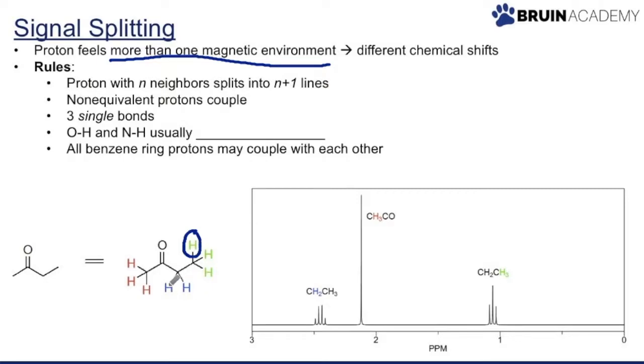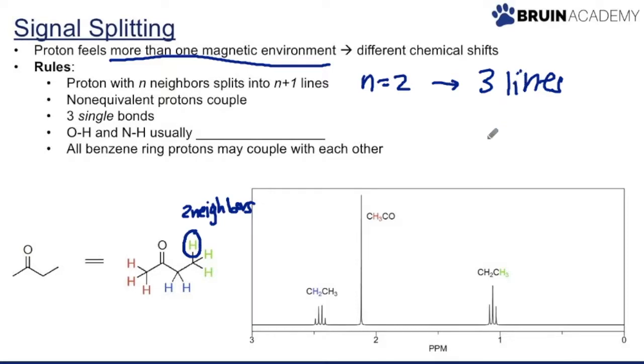Let's take a look at this one, since these are equivalent. 1, 2, 3. This one's also a neighbor of this green hydrogen. So we would say that this one has 2 neighbors. As a result, for this rule, n is equal to 2, and it will split into n plus 1 lines, so it will split into 3 lines.